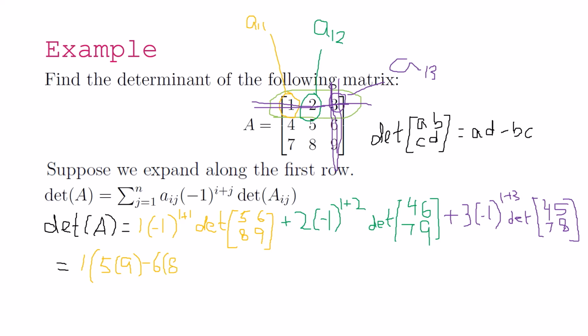The second term in our summation is just going to be 2 times negative 1 to the 1 plus 2 times the determinant of the matrix with the entries 4, 6, 7, 9. So that's going to be minus 2 times the determinant of the matrix with the entries 4, 6, 7, 9. So that's just going to be 4 times 9 minus 6 times 7.